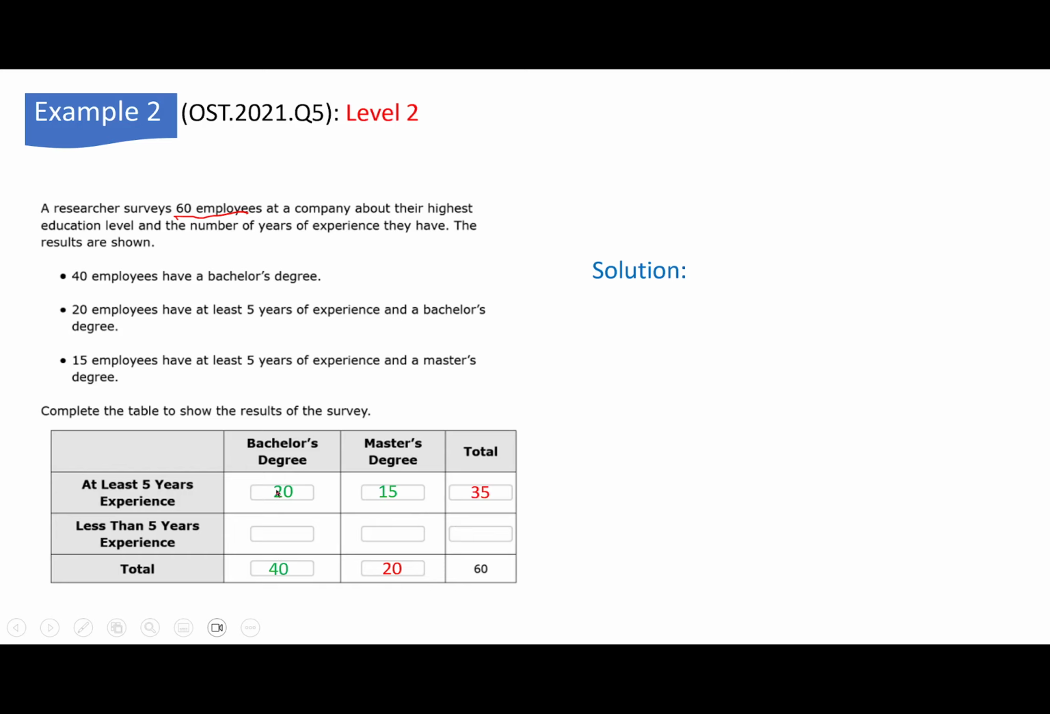Now, this is 20, this is 40. Total is 40, that's 20. Then I am left with 20 here. This is 15, this is 20, so this should be 5. Add 20 plus 5 is 25. Check: 35 plus 25 is 60. Everything adds up correctly, so we're done.